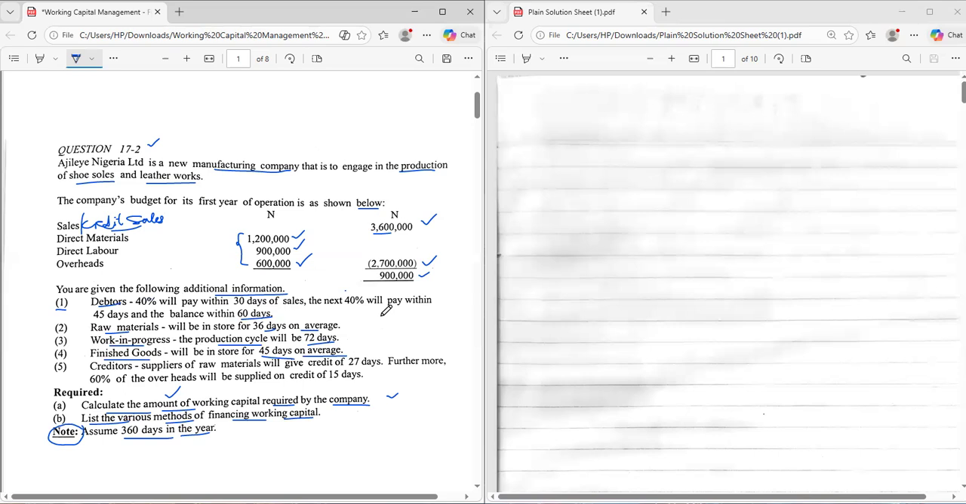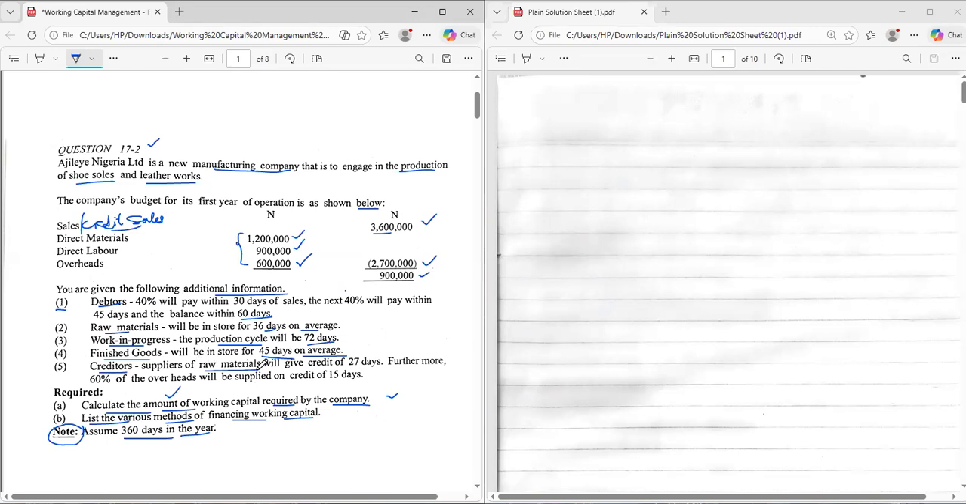Because it's finished goods, the only thing remaining for you to do is to sell it. So why is it in store? Because there's no customer yet, or you have not yet supplied. So on average, your finished goods will remain in store awaiting some customers for an average of what? 45 days. Then the last part is number 5, which is creditors.